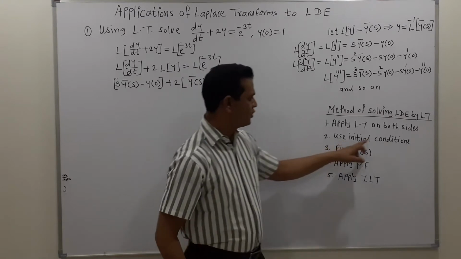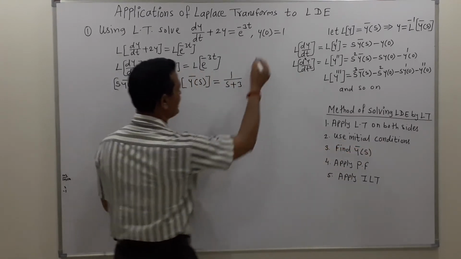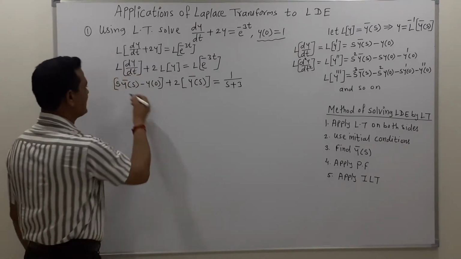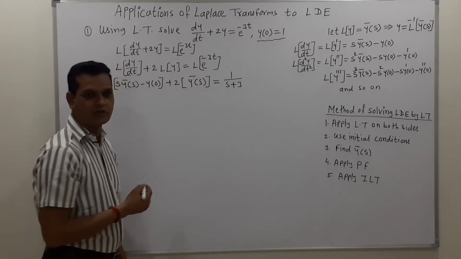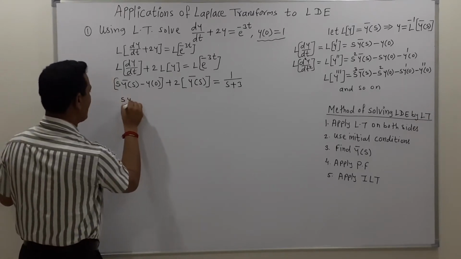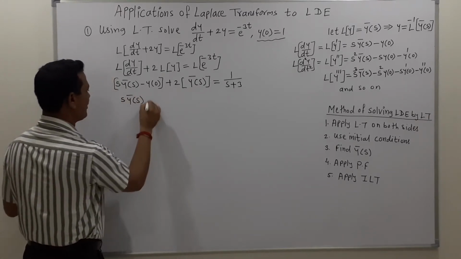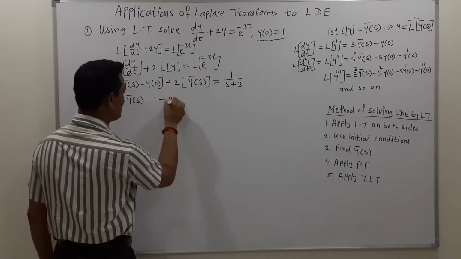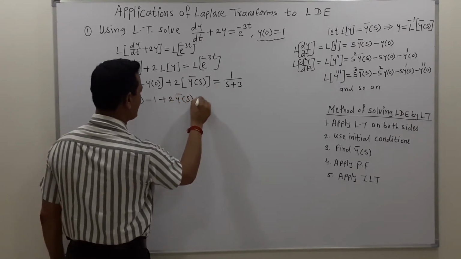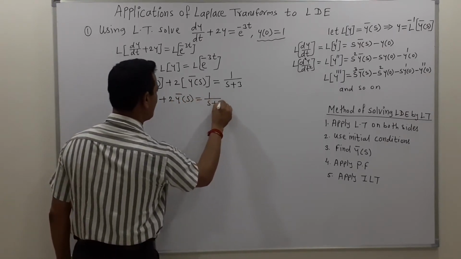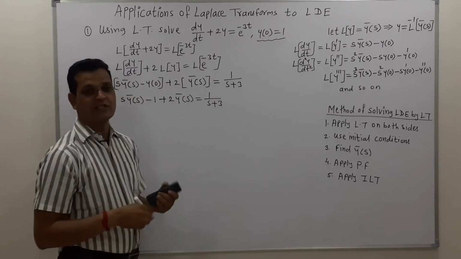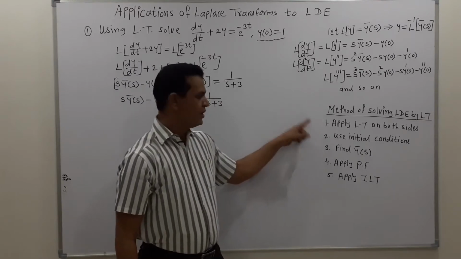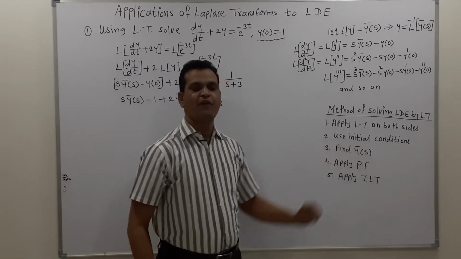Now the second step is to use the initial condition. So friends, here the initial condition is given, which is y of 0 is equal to 1. So in this equation, put y of 0 value as 1. So we get this equation as s into y bar of s minus 1, then plus 2 y bar of s is equal to 1 upon s plus 3. So this is the second step for solving a linear differential equation by Laplace transformation: use the initial condition.